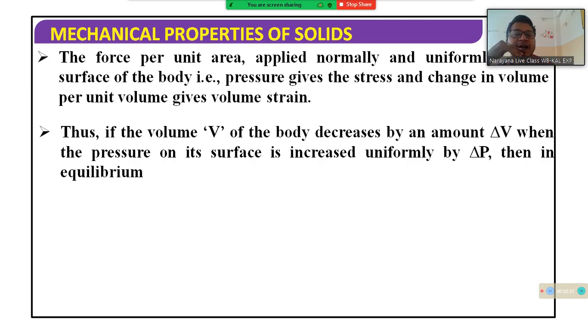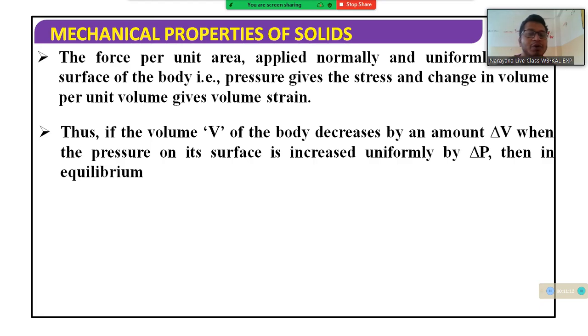Pressure is the force per unit area applied normally and uniformly on the surface of the body. The pressure gives the stress, and the change in volume gives the volume strain. What is volume strain physically? It is simply the change of volume by the original volume. With original volume V and change in volume dV, the volume strain equals dV by V. It is unitless.